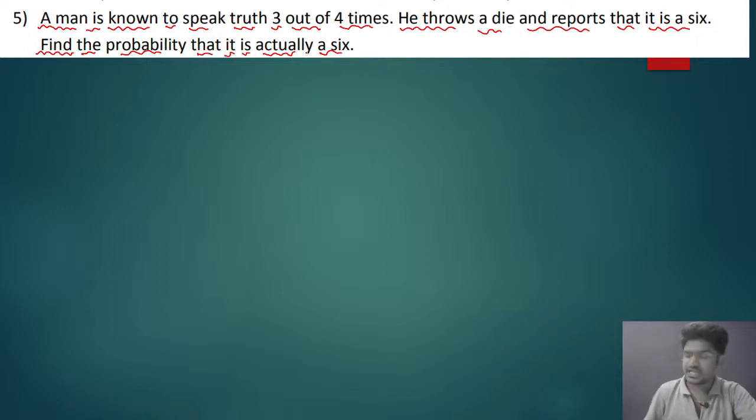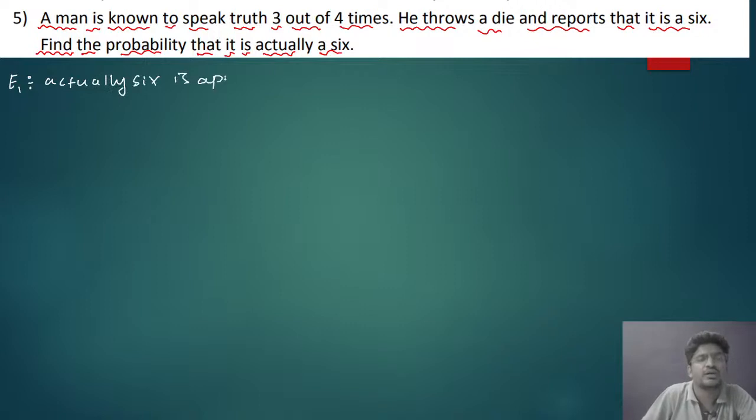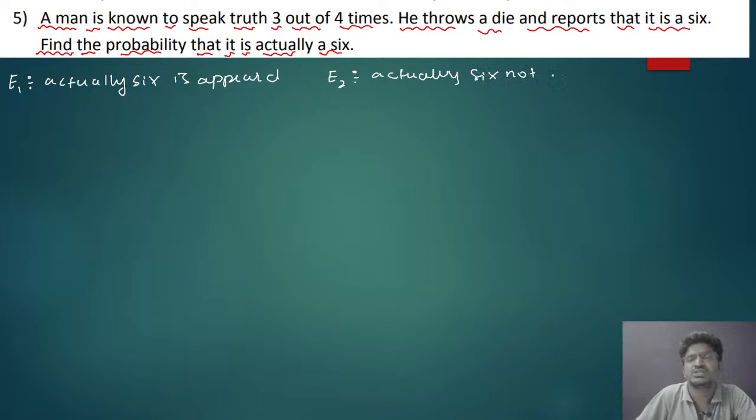First you understand the problem and see what the events are. Here event E1, which we have to find, is that actually 6 appeared. That will be event E1. And the event E2 will be that actually 6 did not appear. Are you getting my point?